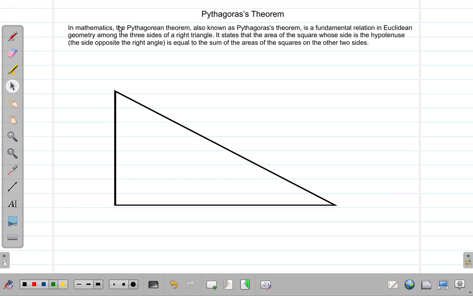It says that in mathematics, the Pythagorean theorem, also known as the Pythagoras Theorem, is a fundamental relation in Euclidean geometry. So this is Euclidean, from Euclid, right? Among the three sides of a right angle triangle, it states that the area of the square whose side is the hypotenuse, and that's the side opposite to the right angle, is equal to the sum of the areas of the squares on the other two sides.